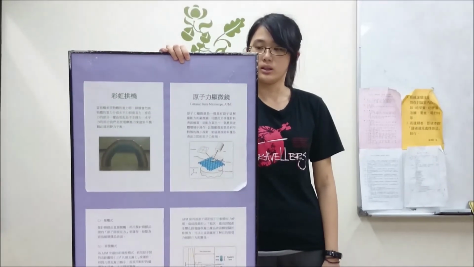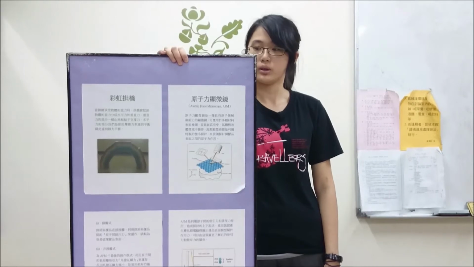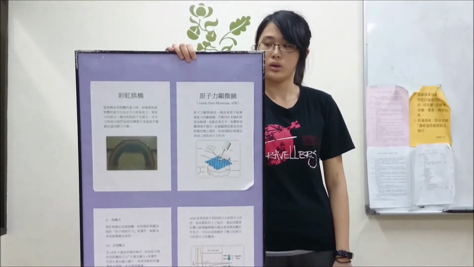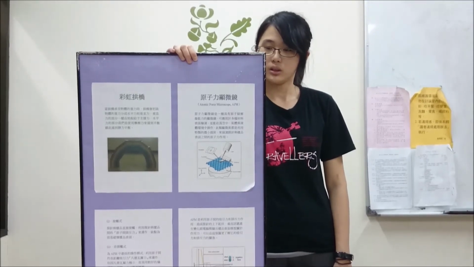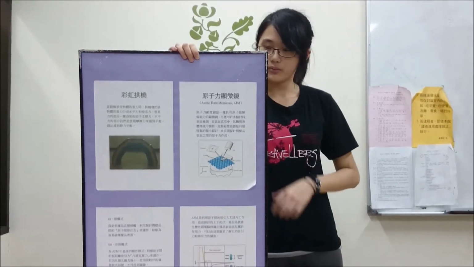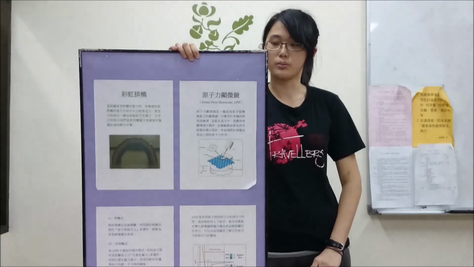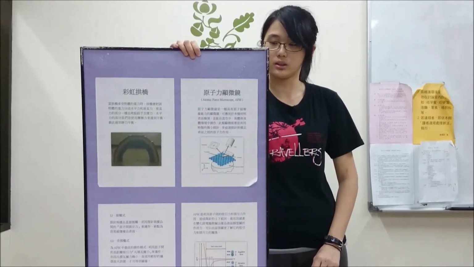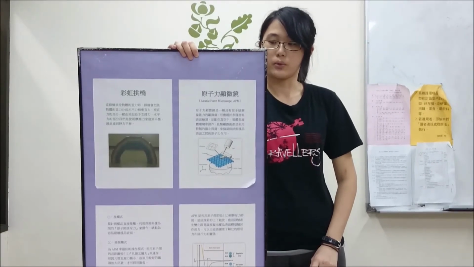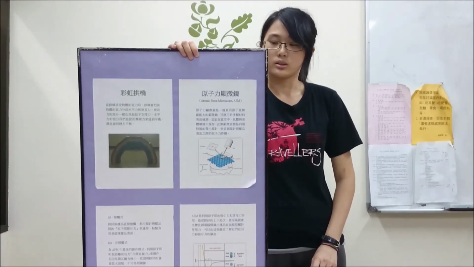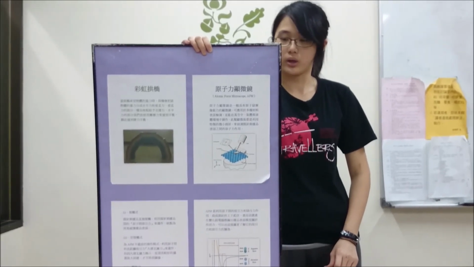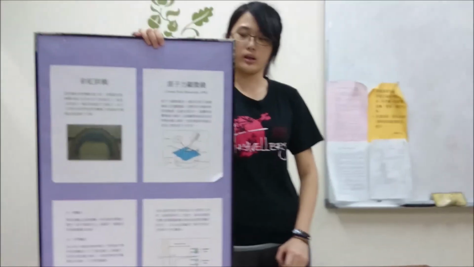The second one is non-contact mode. It maintains a certain distance between the probe and the sample. It uses van der Waals force. Because the force is so small, we have to enhance the signal strength, but it doesn't damage the sample. The third one is tapping mode. It's between contact and non-contact mode. It has both advantages.